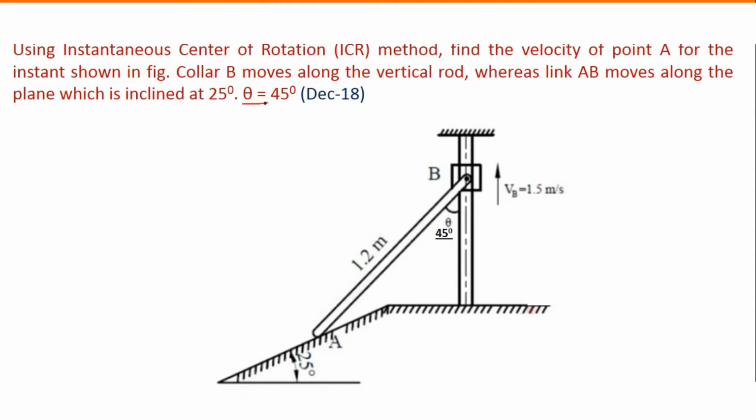As theta is given to us as 45, I have written 45 degrees in place of theta. This problem was asked in the December 2018 examinations. Now if you observe, there is only one body, which is AB. As there is only one body, there will be one ICR. Now how to locate the ICR?